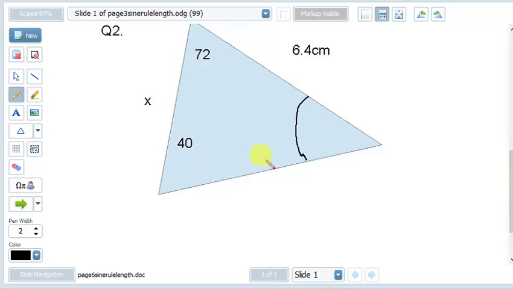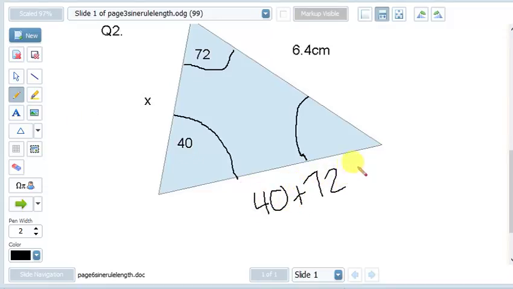So the three angles in a triangle, one of which is the 40, and then the 72, so these two angles here. If we add both of those up, it becomes 40 plus 72, and 40 plus 72 is 112.